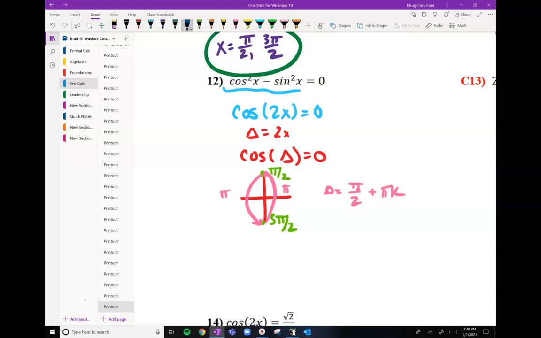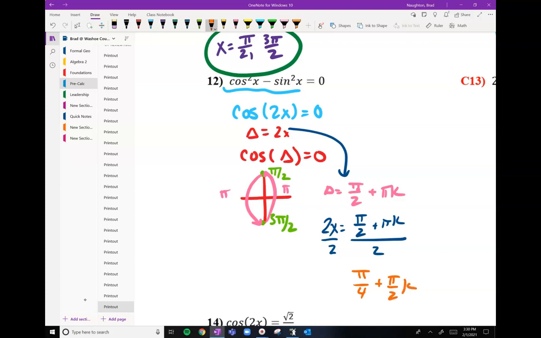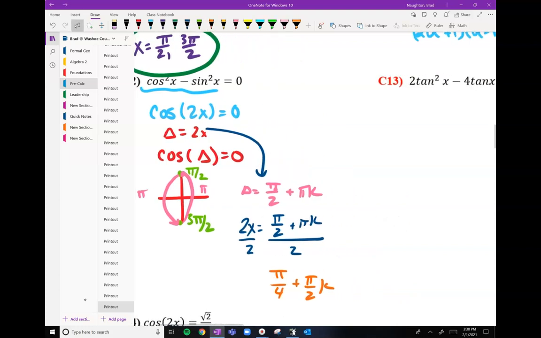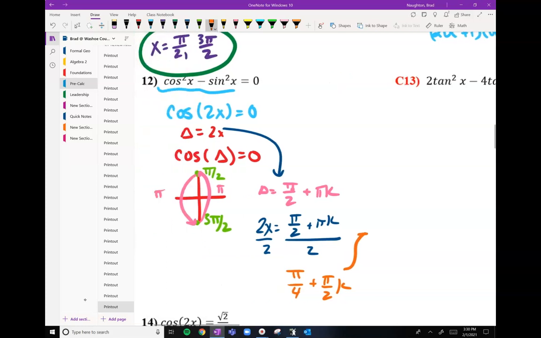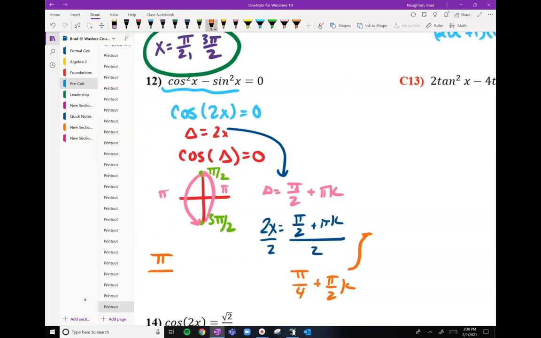And then we have to back substitute. So 2x is equal to pi over 2 plus pi k. If we divide everything on both sides by 2, that's going to make this pi over 4 plus pi halves k. Now, if they were looking for all solutions, we'd be done, but they got us. They're asking for specific numbers. Lord have mercy. So obviously, we're going to write down one of our answers as pi over 4.